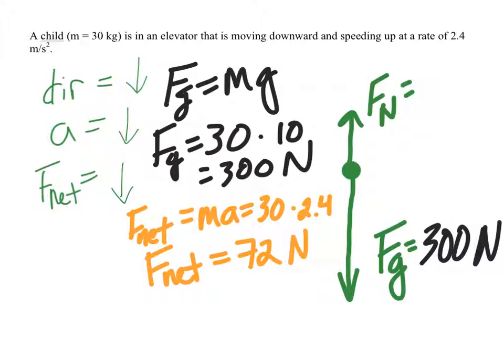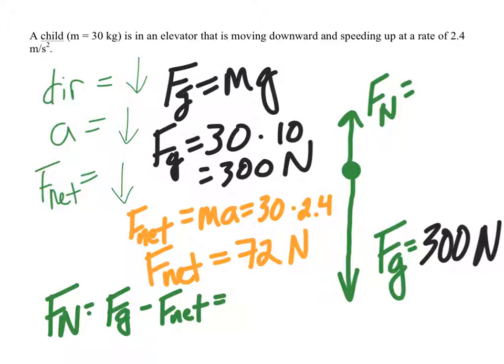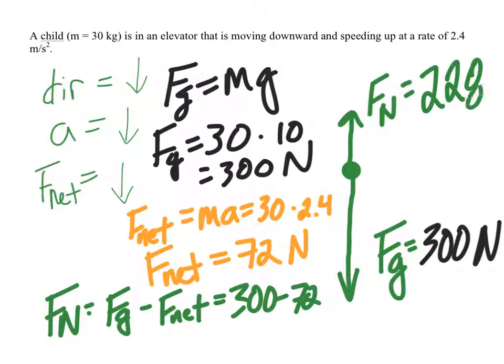That is not the normal force. That tells me how much different the normal force needs to be than the force of gravity. So we need to subtract those values. So the normal force is equal to gravity minus the net force, which is 300 minus 72, which would give me a normal force of 228 newtons. So again, the difference has to be 72 because we need an unbalancedness of 72 newtons.